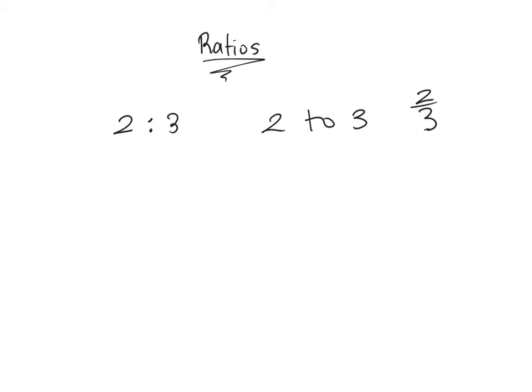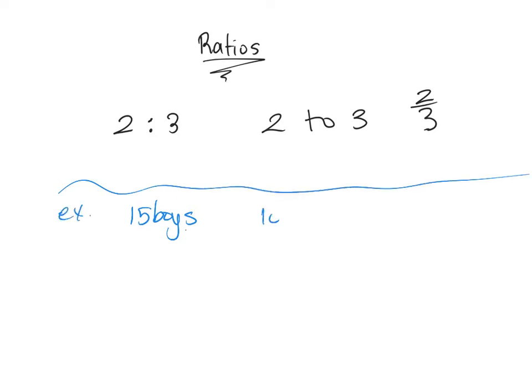Sometimes, however, ratios are not simplified. So this is a different example here. In a class, there are 15 boys and 10 girls. So what we just spoke about, the ratio could be written as 15:10, or 15 to 10, or 15/10. But we want to always make sure our ratio is as simplified as possible.